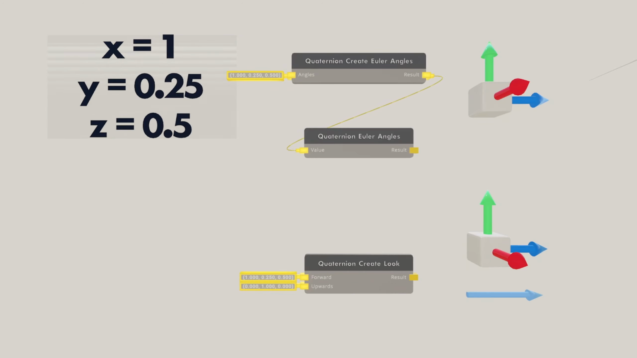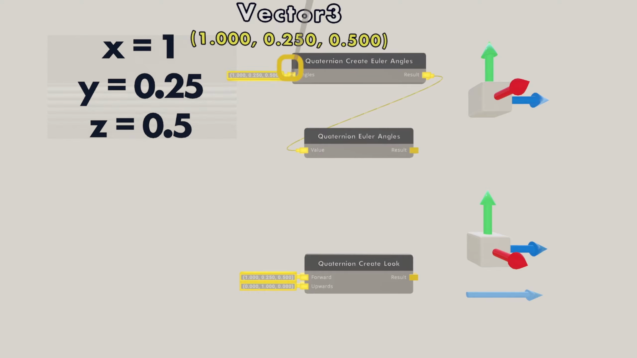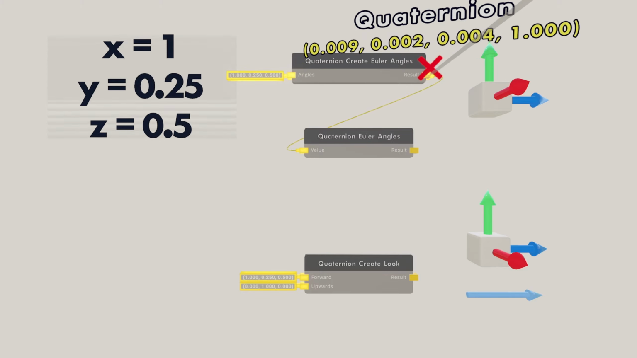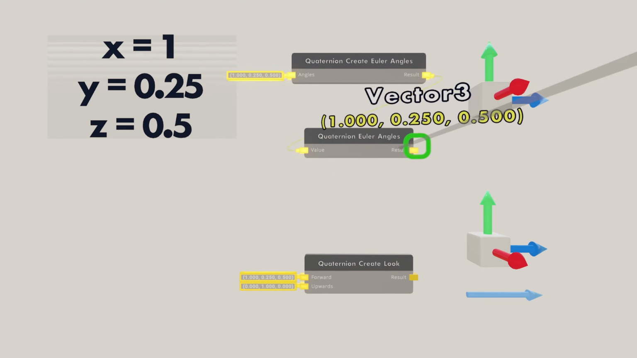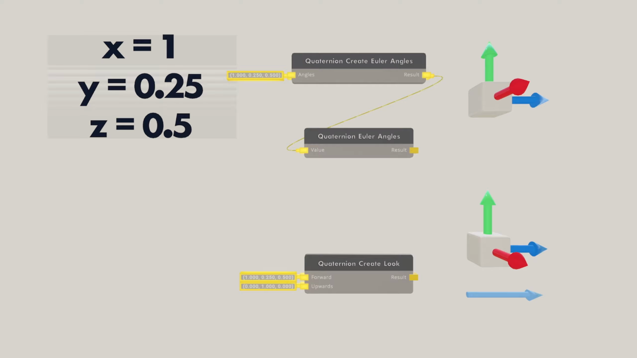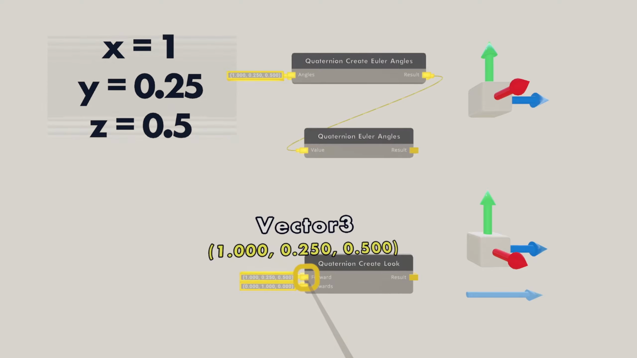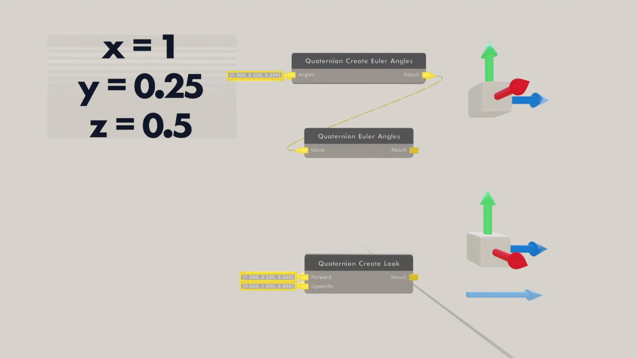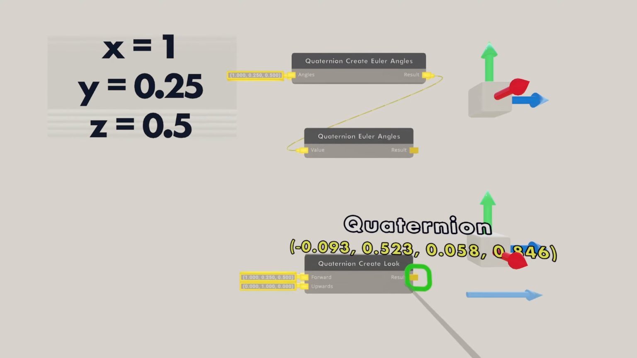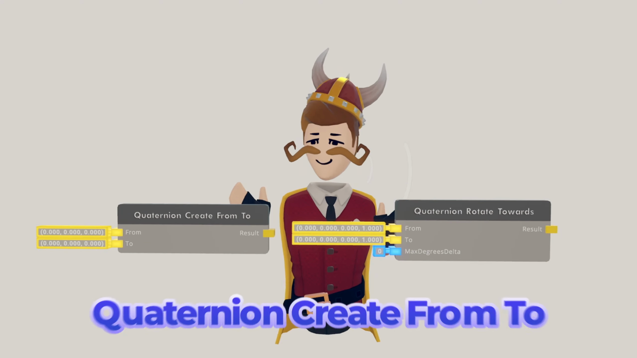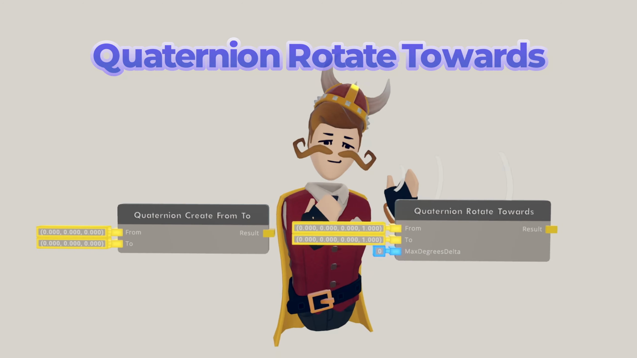In this example, you can see quaternion create Euler angles wired to quaternion Euler angles, and with our input 1, 0.25, and 0.5, running it through create Euler angles will create our quaternion, and then we can use our quaternion input on quaternion Euler angles to see that they are the exact same. Quaternion create look, we have our specified direction. This is a directional vector with direction and magnitude. Our upwards value is defined as 0, 1, 0, and from that we have a directional vector that will point in the specified direction. Our last two chips are quaternion create from to and quaternion rotate towards.